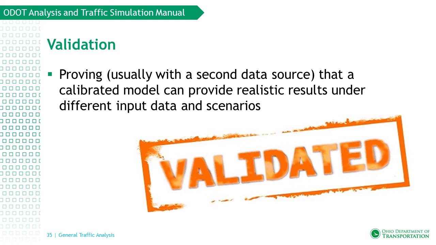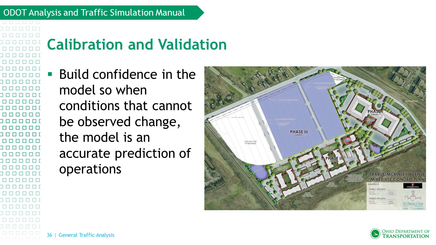Validation is the act of proving or corroborating, usually with a second data source or data set, that the calibrated model can also provide realistic results under different input data or scenarios. When validating the model, the analyst may compare the field-measured average travel speed to the average travel speed generated by the model. The purpose of calibration and validation is to build confidence in the model as a useful predictor of operations that are likely to result from a condition that cannot be observed.